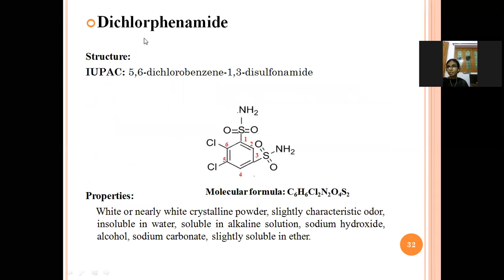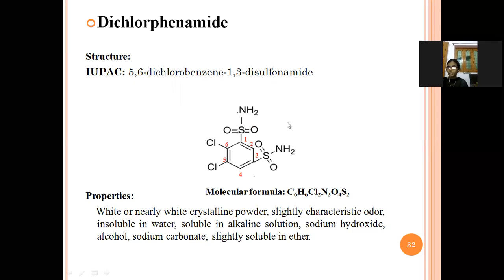Next drug is dichlorphenamide. See, the name itself tells it. Dichloro means two chlorine atoms are there. The phenyl group is there, and to that phenyl the amide group is attached. And the IUPAC name is 5,6-dichlorobenzene-1,3-disulfonamide.